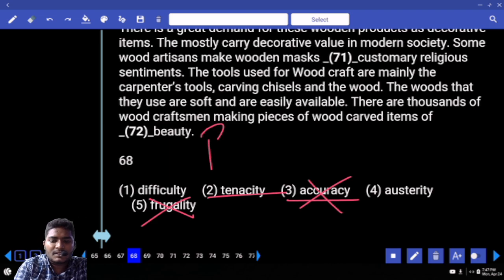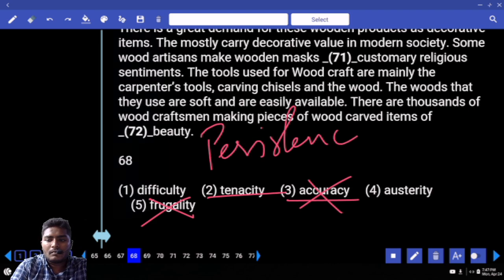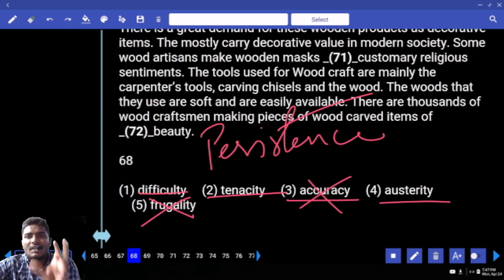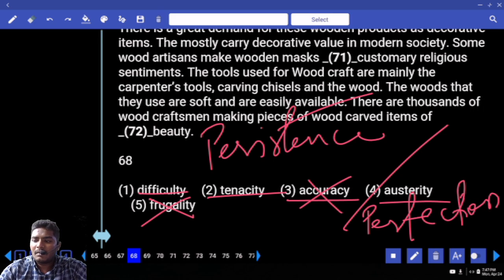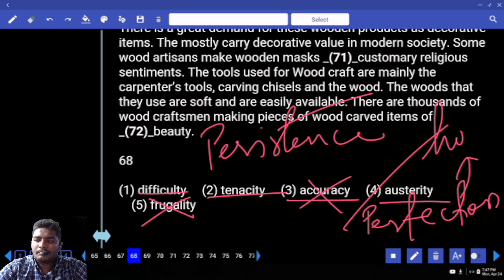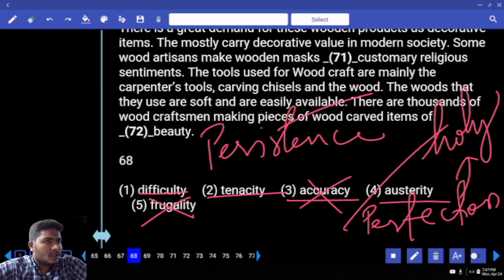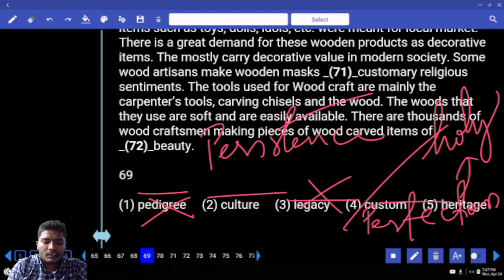Tenacity is nothing but persistence. Next one, difficulty. Another one is austerity. Which of these three terms is related to being very holy? That means being very strict in doing that work. Can you tell me your answer? That is nothing but austerity. Write down: austerity is nothing but getting a perfection by being holy. Answer comes with 4. Move to 69.